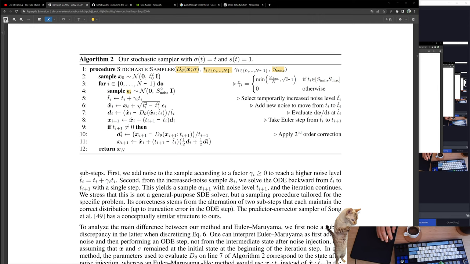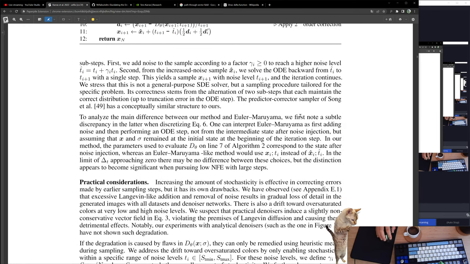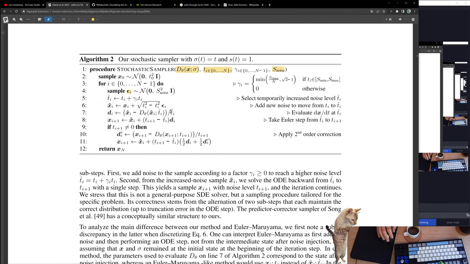Okay, this gamma here, they tell you what it is here. Gamma is normally zero, but it's the minimum of these two things here, where there's some capital S, I don't know what that is. First thing you do is you get the next time, or no, the t hat.